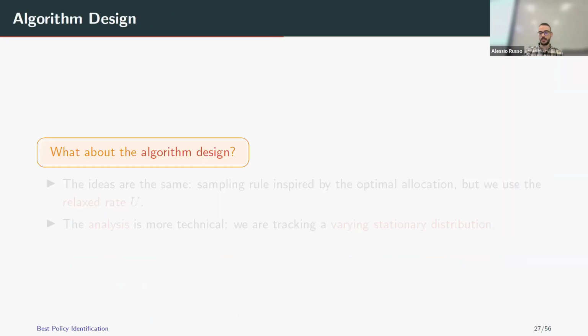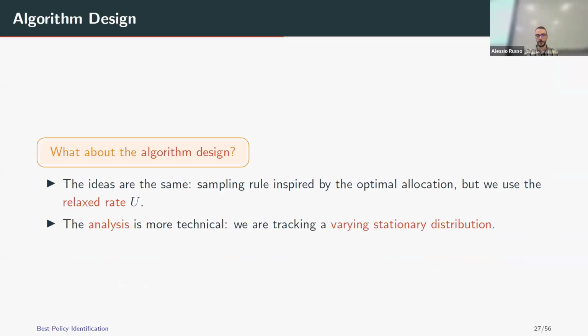And the algorithm design is essentially the same as track and stop. We have only the issue that we need to track stationary distribution. And this is a bit more involved. I briefly explained the ideas about that. But apart from this, the core ideas are essentially the same as track and stop.